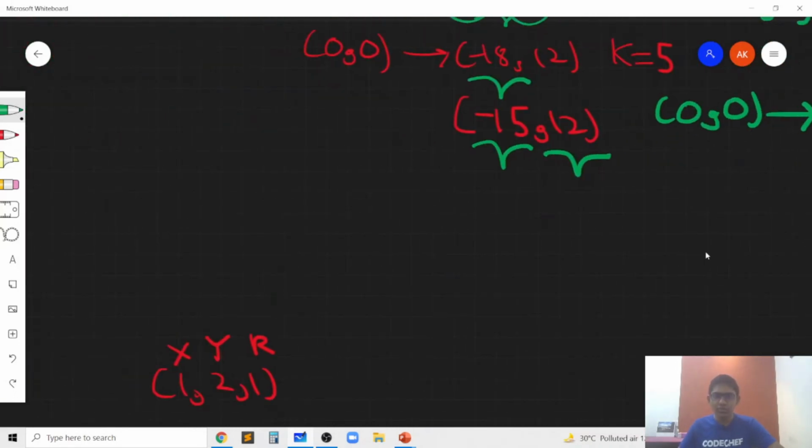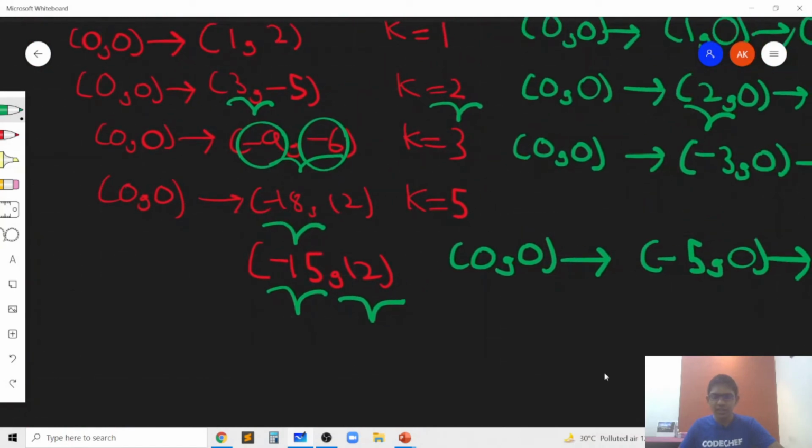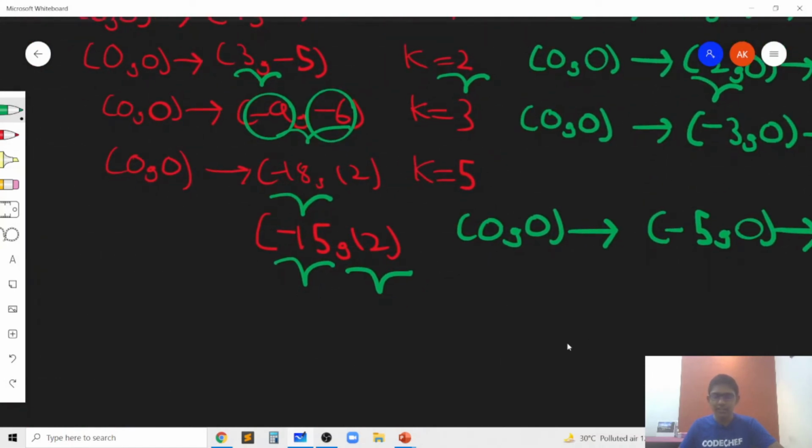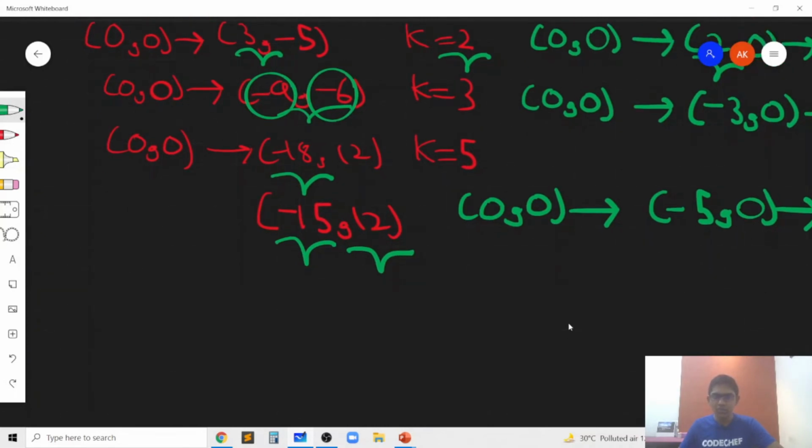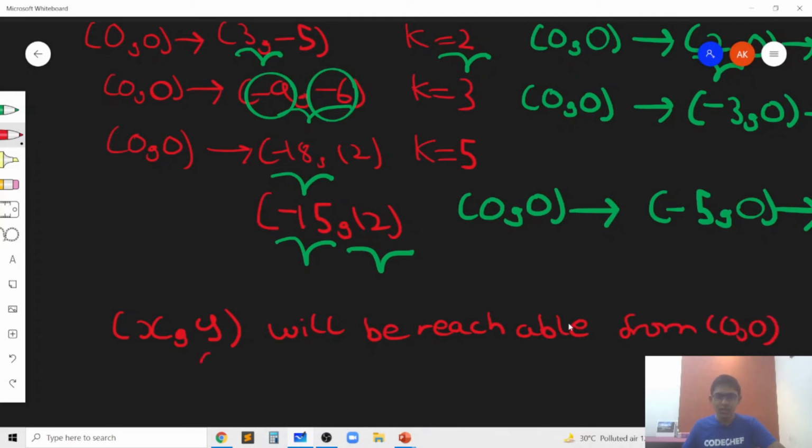So now, in order to get an understanding of how you'll be able to generally solve this kind of problem, there is the powerful idea of an invariant. So an invariant is basically something which does not change or which remains constant. So this concept of an invariant is that the position x comma y will be reachable from 0 comma 0 only when x is divisible by k and y is divisible by k.